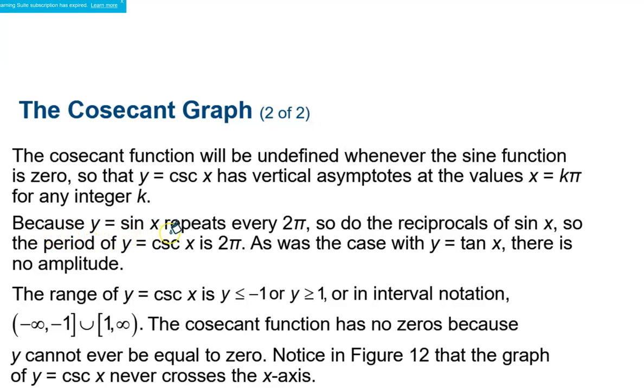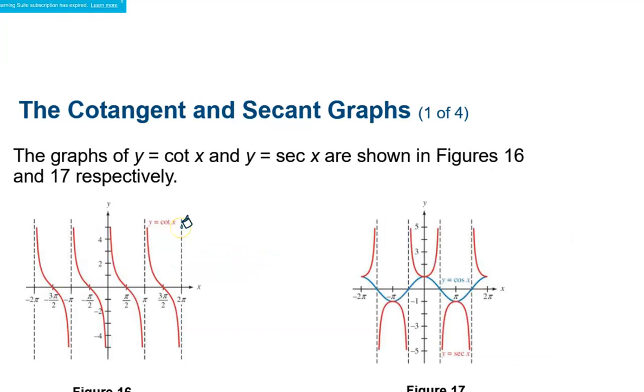Because y equals sine x repeats every 2 pi, so do the reciprocals of sine x, so the period of y equals cosecant x is also 2 pi. As was the case with the tangent, there is no amplitude.